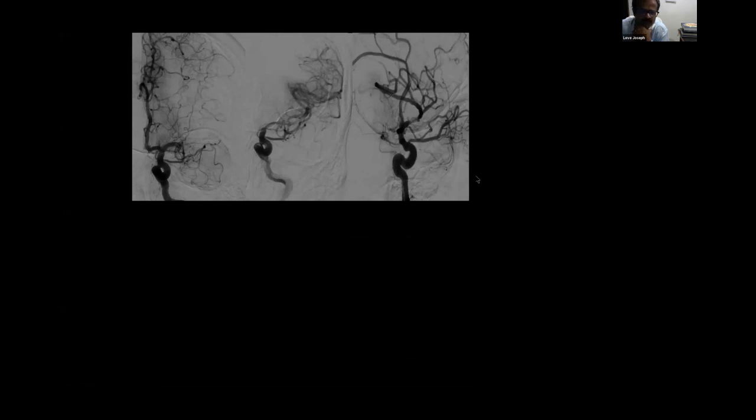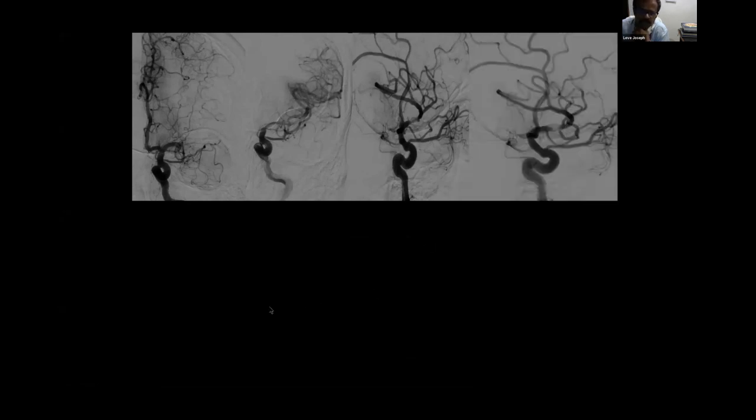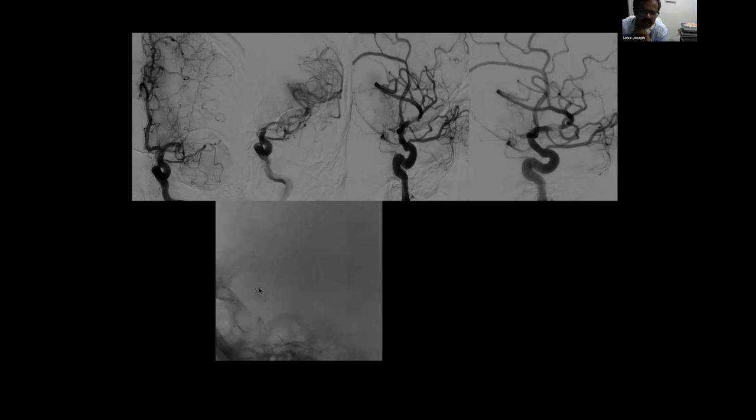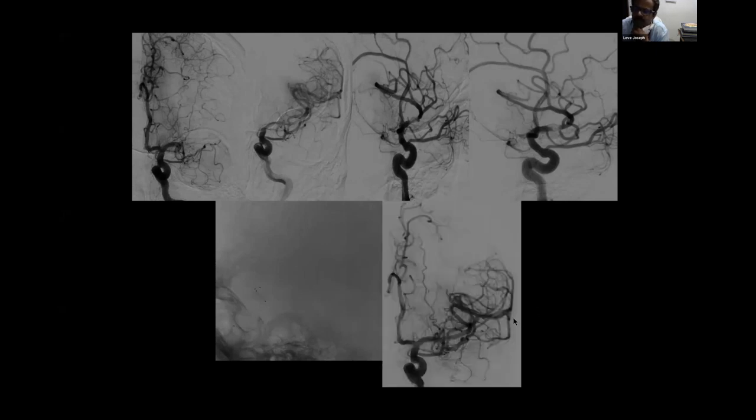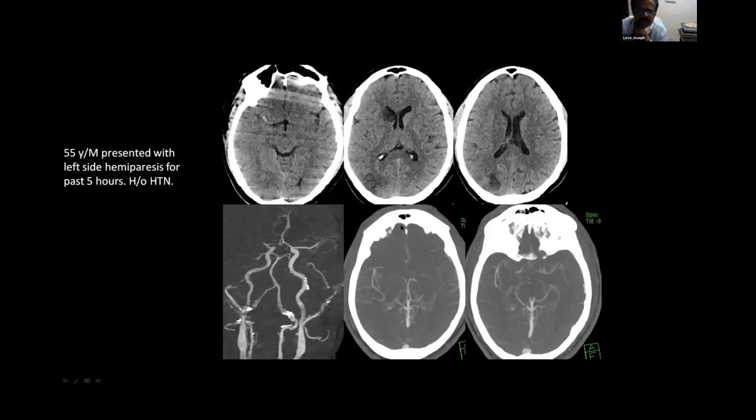So this time we wanted to keep it open. We loaded with antiplatelets and opened it with a stent, placed the stent, and this is the result. This is a recent case. Patient did well. So do we stent always?